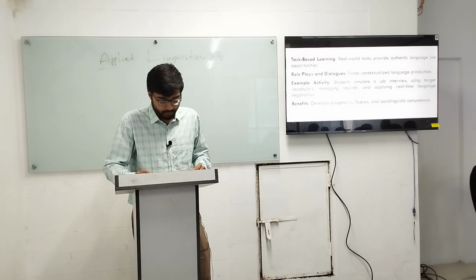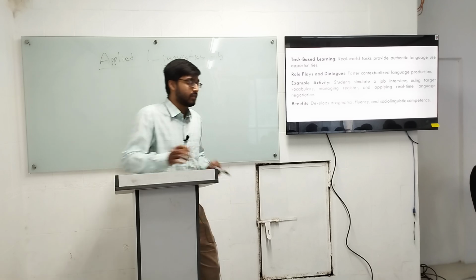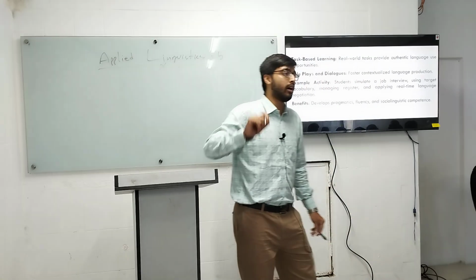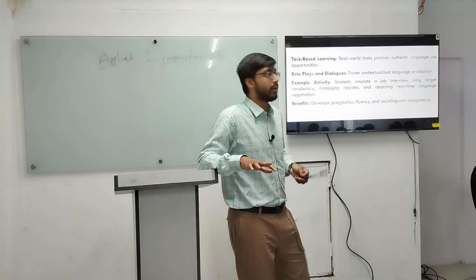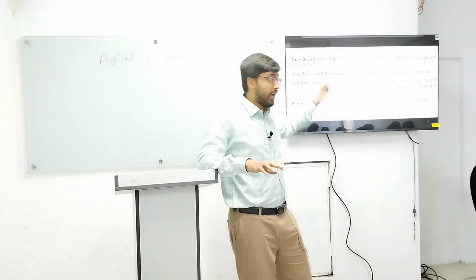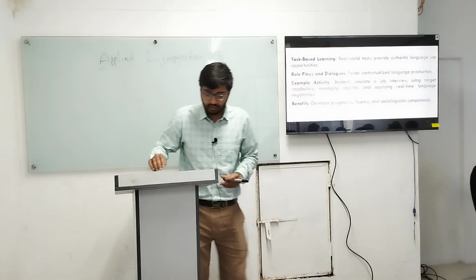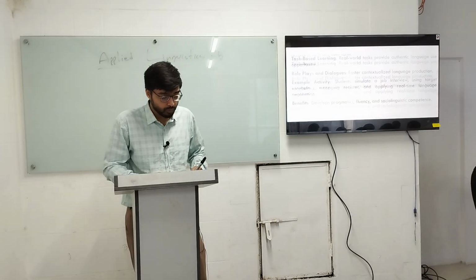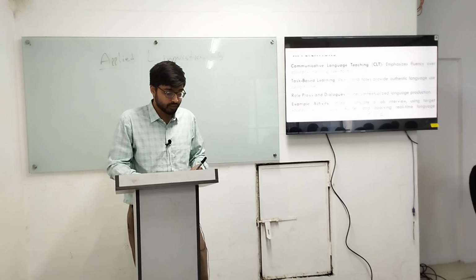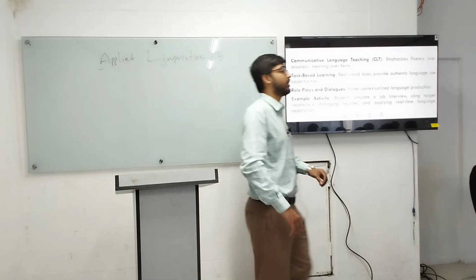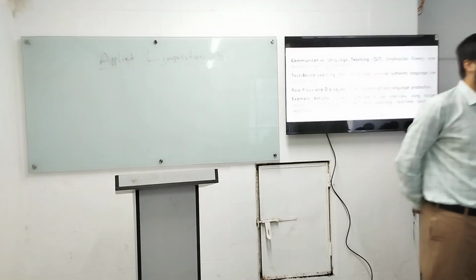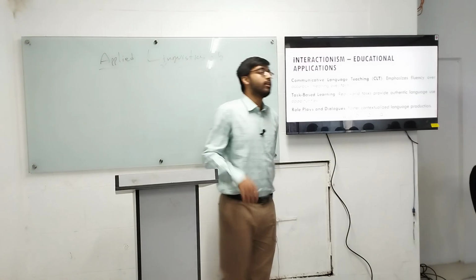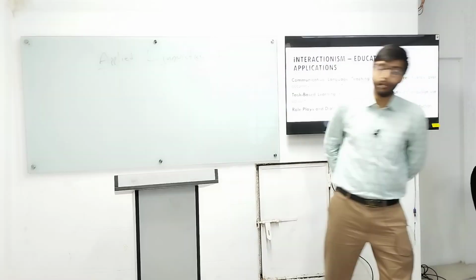So the benefits: develops pragmatic fluency and sociolinguistic competence. Yes, even if your language is not 100% accurate, you lack accuracy, but fluency is very important here as far as CLT is concerned. Okay, so this is the very benefit that we could learn from interactionism. So CLT and TBLT emerge from which method, or from which principle? Interactionism. From interactionism, CLT and TBLT emerge.